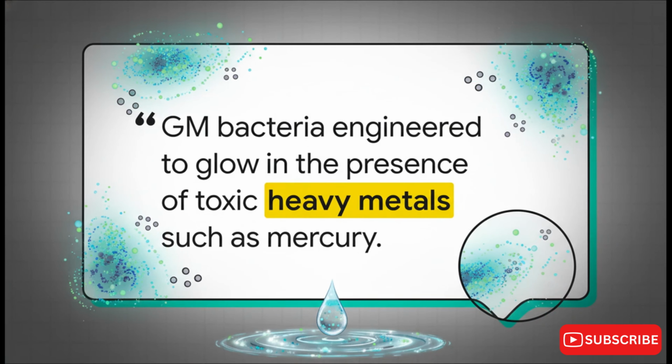There's a quiet wonder in this application. Consider this for a moment. GM bacteria can actually be engineered to glow in the presence of toxic heavy metals, such as mercury or arsenic. Imagine that. Dangers like mercury are completely invisible to the human eye, but thanks to these elegant scientific solutions, we can just place a drop of water with these bacteria, and if the water is toxic, it will literally begin to glow. It's highly sensitive and profoundly beautiful.